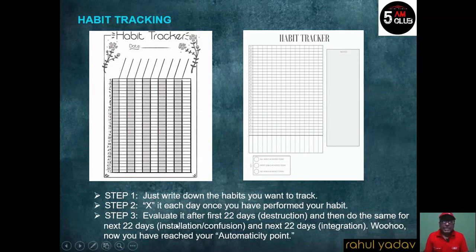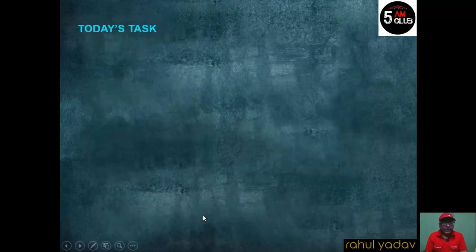Okay, and the last stage is evaluated again after 22 days, that is integration. Now you are installing, priming that new habit into your subconscious mind, and your habit will be installed, and you have reached the automaticity point, and that habit will be the new you. Okay, so this way you can install your new habits every single time. Use these habit trackers, feel free to pass them to other people.